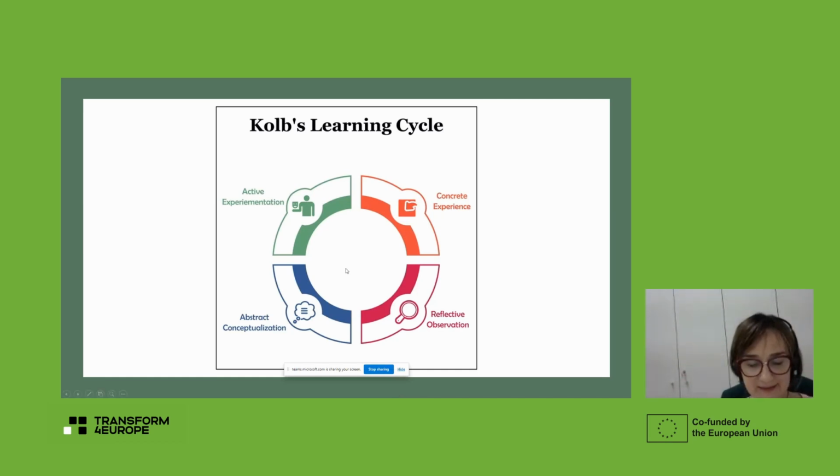Maybe to give us some ideas how Kolb's learning cycle actually works, I think for every different discipline, area of research and teaching, we could find an example. But if I just give you an example from everyday life, I think it's a really simplistic example, to be honest. Let's say we want to learn how to ride a bike.